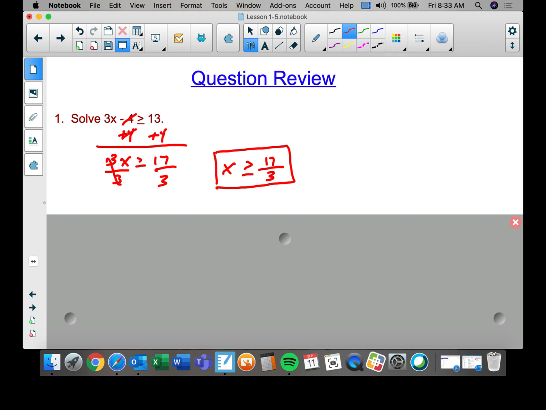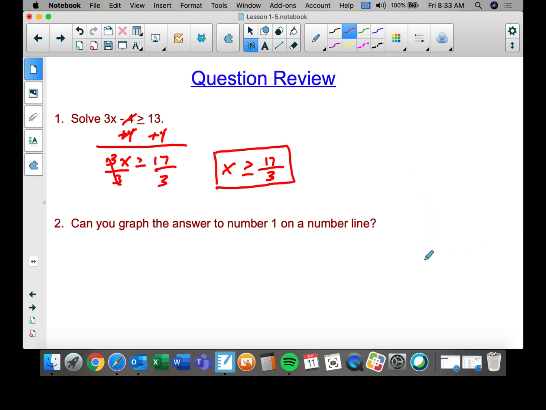The only thing I don't want you to do is, if you go with a decimal that you would need to round, I'd rather you leave it as a fraction, just as 17 thirds. One of the big differences between an equation and an inequality is we've got these inequality symbols. This symbol is a greater than or equal to symbol, and we'll talk more about that as we move through the lesson. Let's take a look at problem number 2.